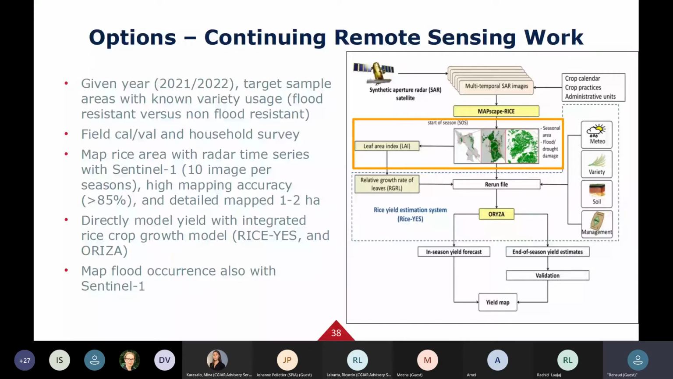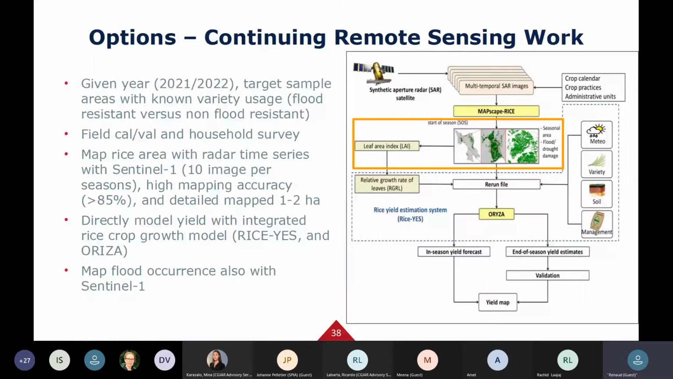then target and identify areas where there is known variety usage, be it resistant or non-resistant, and then directly link that information with a detailed rice area map based on radar systems, based on Sentinel-1, where we can guarantee a much higher mapping accuracy and a detailed map at 1 to 2 hectares, and where we have also developed, I'm not going to describe too much the graph on the right, the technology to integrate radar systems with a crop growth model based on the horizon to also output yield information at the same time.